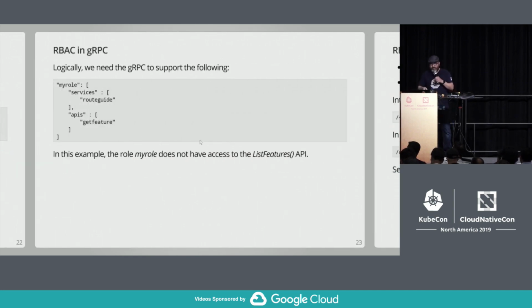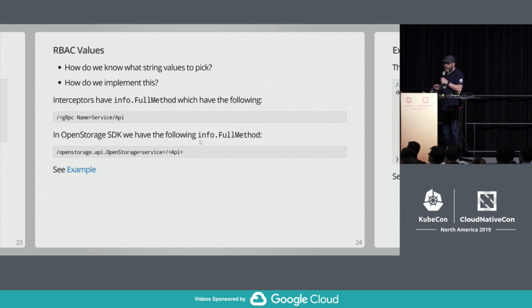All right. So in this example, in this one role that I have here, there's a service that is allowed, called route guide. And in route guide, the only API that is allowed is get feature. So according to this rule, list features is not allowed. If somebody was in this role and tried to call list features, it would be denied. So let's figure out how we actually do that in Golang.